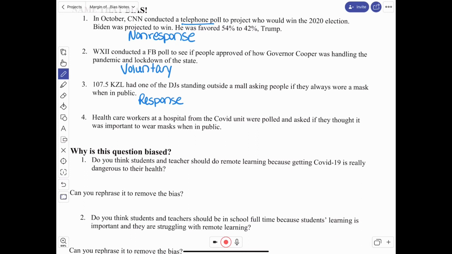And then healthcare workers at a hospital from the COVID unit were polled and asked if they thought it was important to wear a mask in public. And this one's going to be undercoverage, because they are probably seeing like the sickest of the sick, and they're going to think that it's important to wear a mask. More than likely, it's going to be a high percentage of the nurses. They're going to say, yes, it is important to wear.